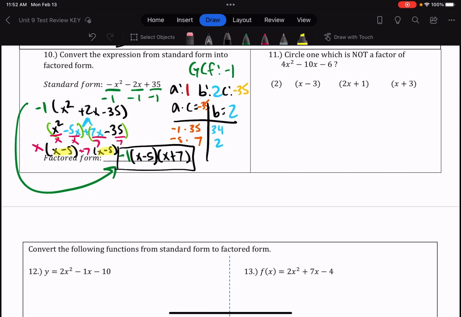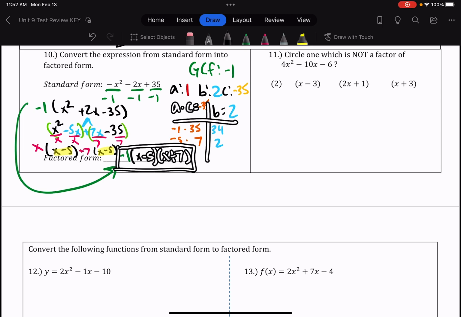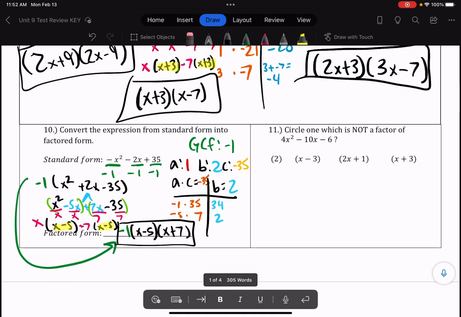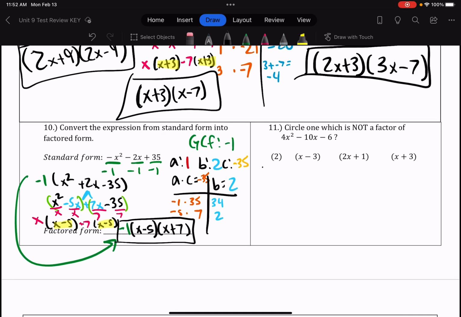Now, number 11 is a little bit different because this is a which one of these does not belong question. So it says circle the one which is not a factor of 4x squared minus 10x minus 6. So in order to do this, we're still going to have to factor this. So I've got 4x squared minus 10x minus 6.